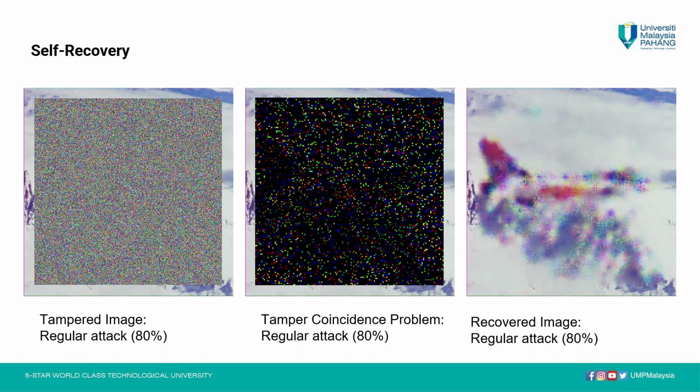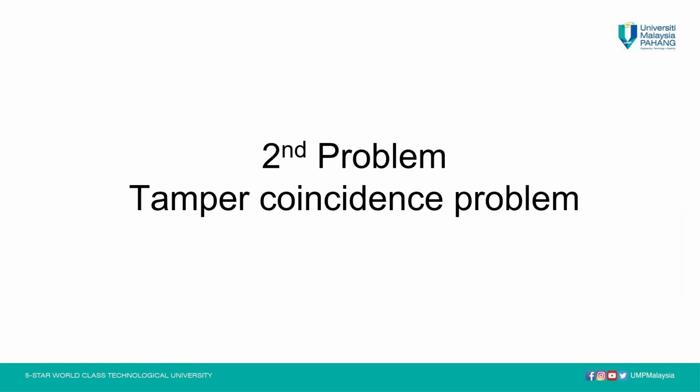And this one, the other one from the regular attack, we see that the tamper coincidence problem is so huge here. The task is to recover, and this is our algorithm currently. As you can see here, the algorithm is not perfect. At an 80% tampering rate, the recovered image is like this one, still not perfect. Okay, we'll go on here.